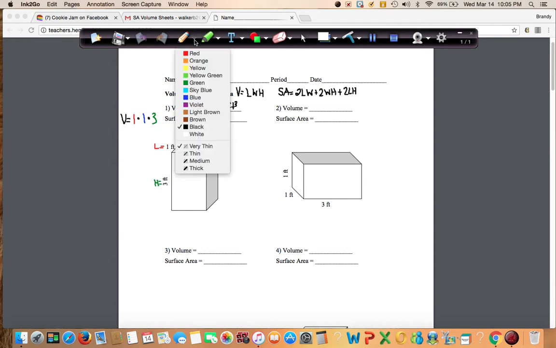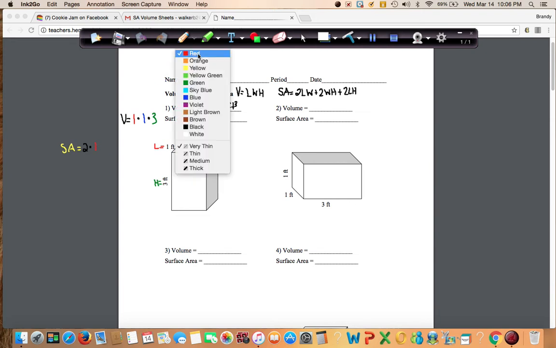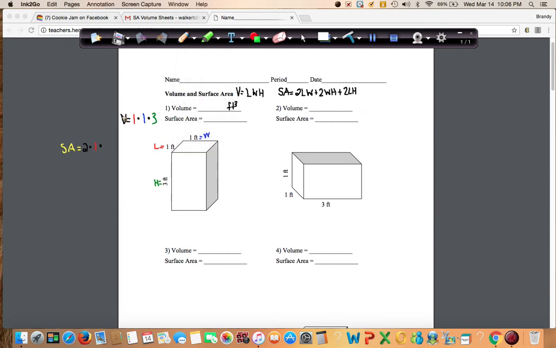Surface area is a little bit longer. I'm going to put it over here. Surface area for number 1 is going to be, let's see if the black shows up, 2 times the length times the width. So our length is 1 foot times our width, which is also 1 foot. Okay, so all I did was 2 times 1 times 1, which is 2 times the length times the width. We're going to add that.